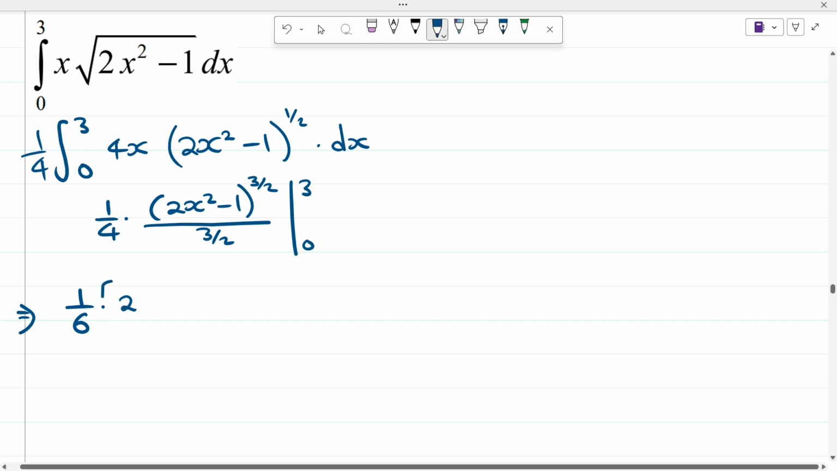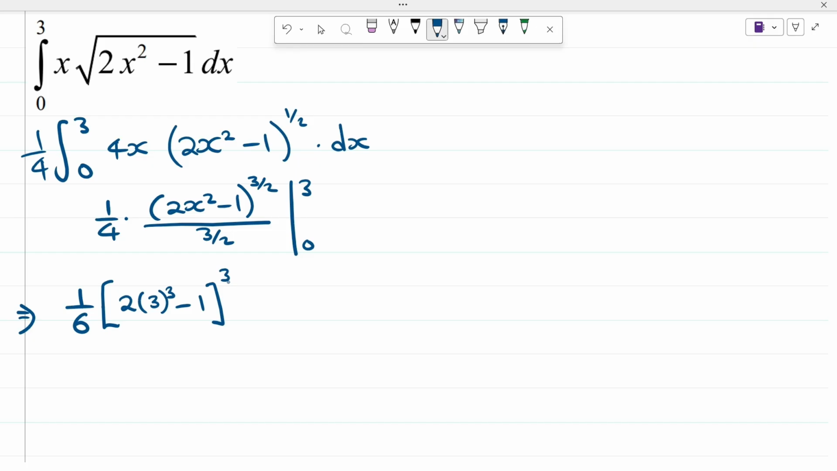2 into what? Into 3, which is the upper limit. Remember, we always start with the upper limit. All to the power 3 over 2, minus, and then I substitute again, 1 over 6 multiplied by 2 into 0 squared minus 1 to the power of 3 over 2. Then I close there.